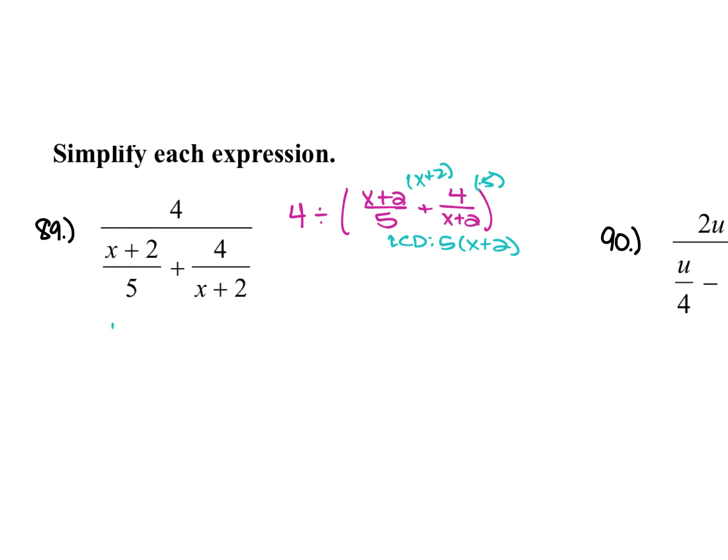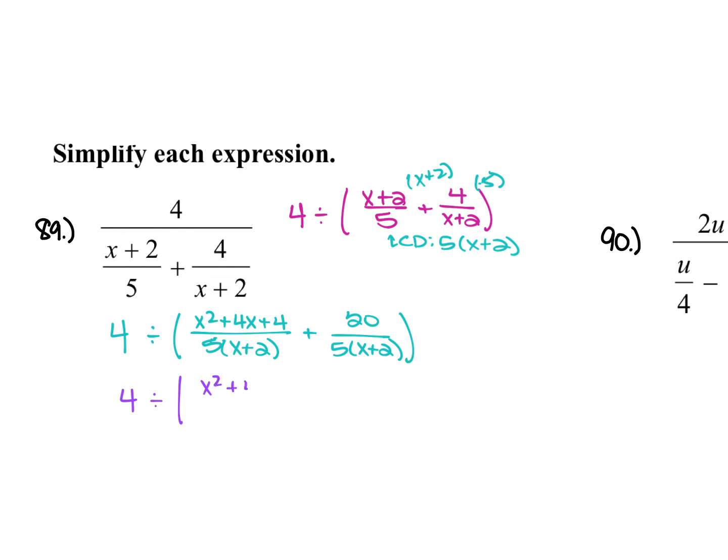That's going to give us 4 divided by x squared plus 4x plus 4 over 5 times x plus 2 plus 20 over 5 times x plus 2. From here, add your numerators. That's going to leave you with 4 divided by x squared plus 4x plus 24 all over 5 times x plus 2.